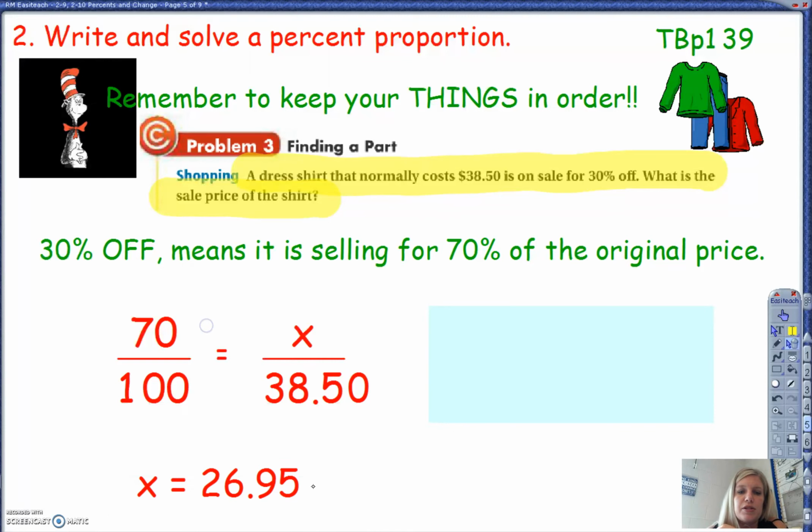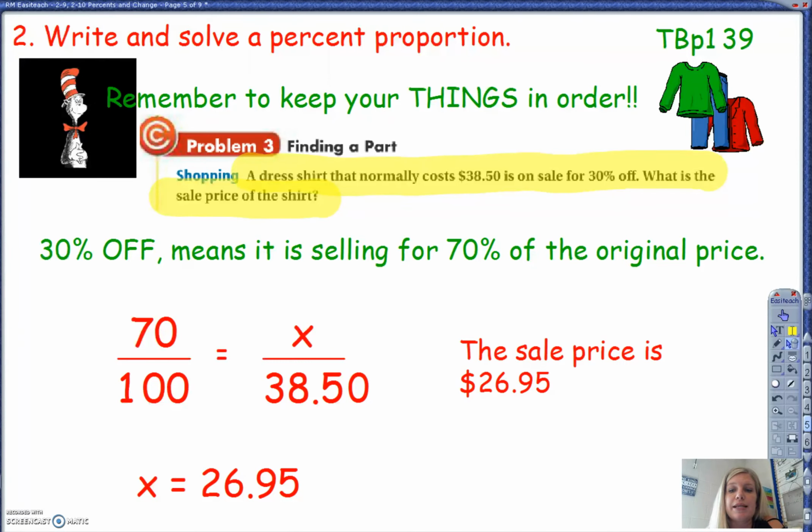You do your cross products, you solve. Don't forget that this is a word problem, so when it's a word problem, I want units and I want a sentence at the end. So the sale price is $26.95.